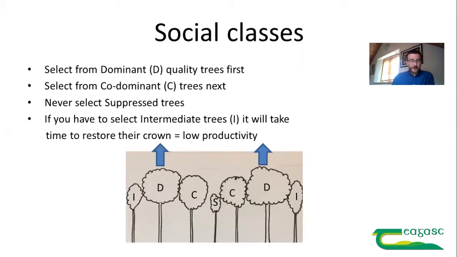If those aren't available, the second choice should be from the co-dominant, or trees that are just behind the dominant trees. They have a favorable position, not as favorable as the dominant. We should really avoid selecting from suppressed trees. And if we must select from intermediate trees, we must do so keeping in mind that this will lead to temporary low productivity as their crown develops.